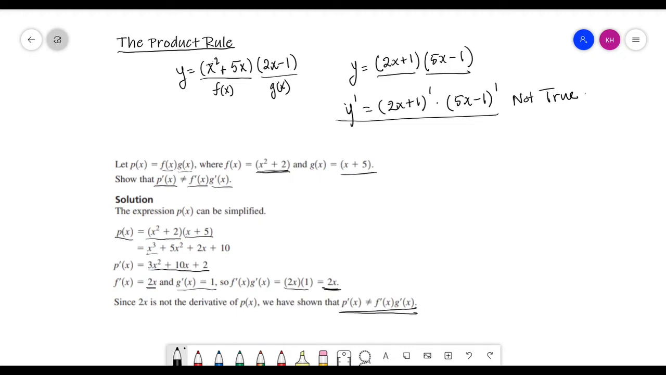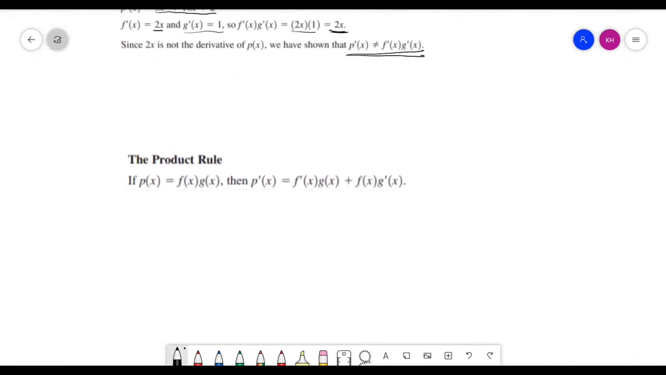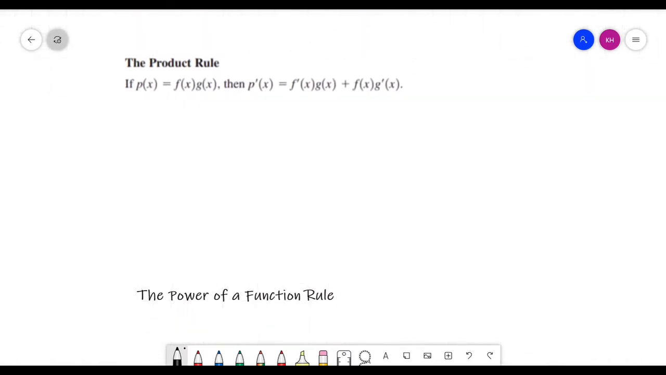So what is the product rule then? A product rule is a simple formula that you can memorize and then you can use it. So here we can see the product rule. The product rule states that if we have a function p of x which equals f of x times g of x, then the derivative of p of x would be the derivative of the first function f of x times g of x stays the same, plus the first function stays the same times the derivative of the second function.